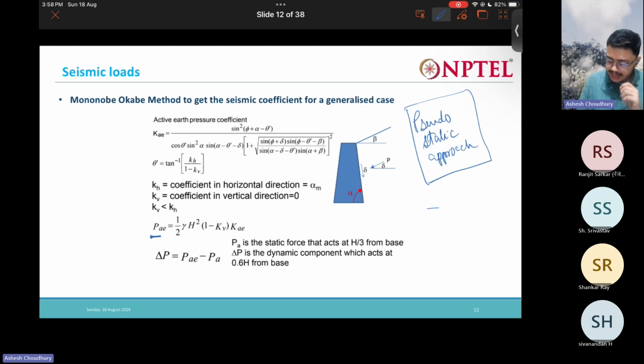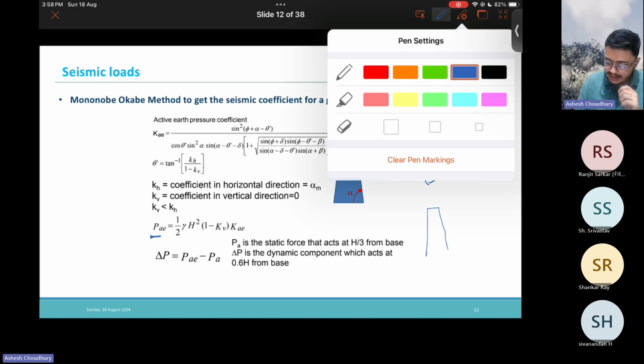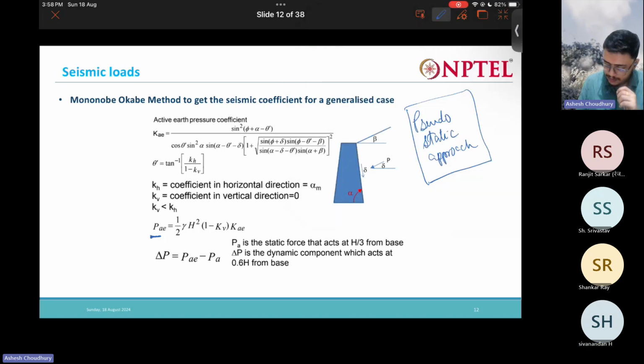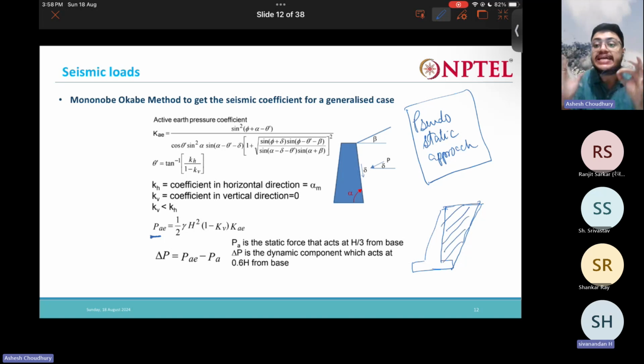In the pseudostatic approach, what is considered? Say you have a retaining wall, any retaining wall, a normal cantilever retaining wall. There you have the active soil wedge acting. In the pseudostatic approach, it is assumed that this active soil wedge acts as a rigid body, and we have to consider the inertial effect of this rigid mass.